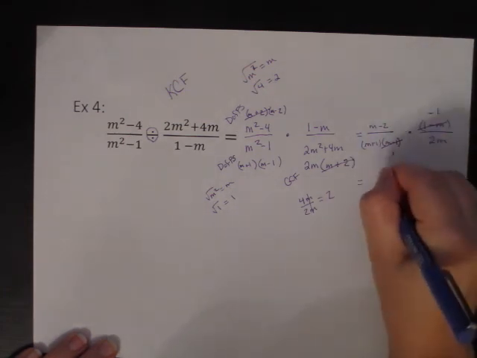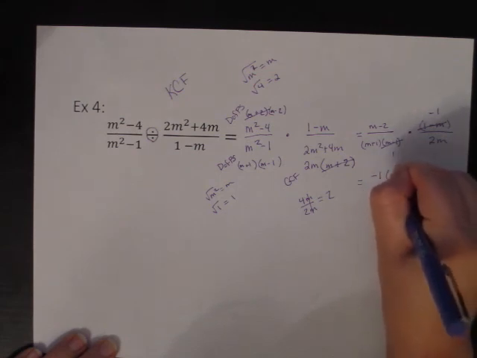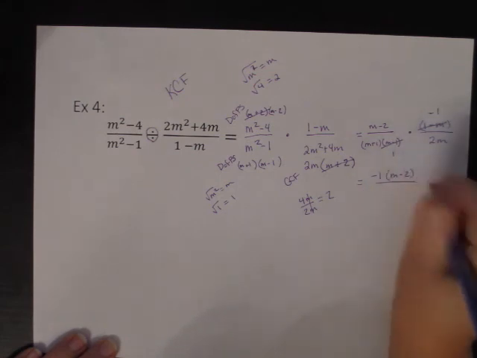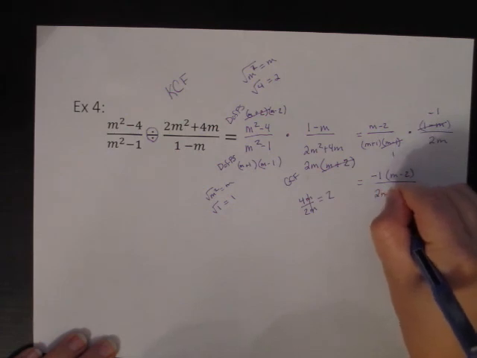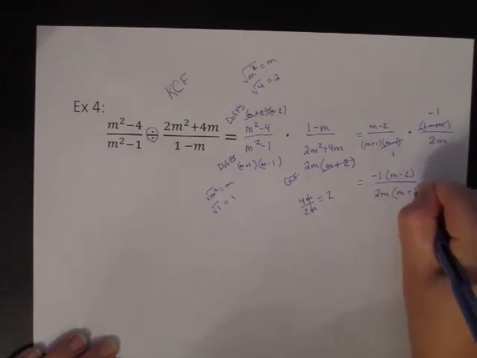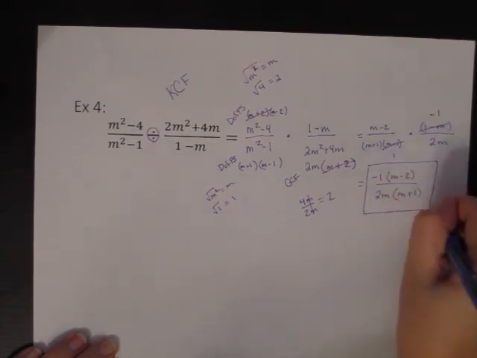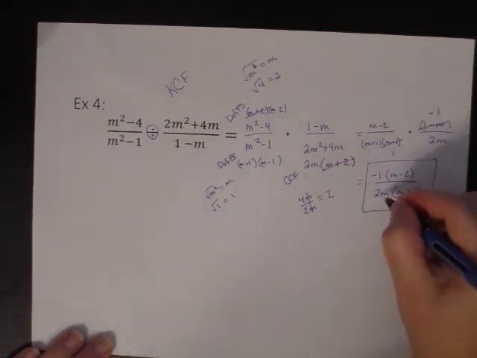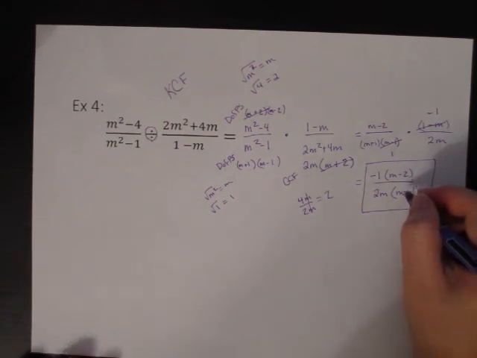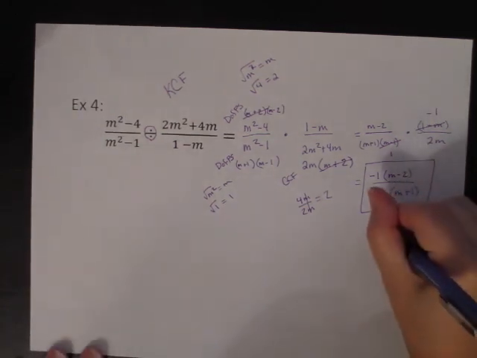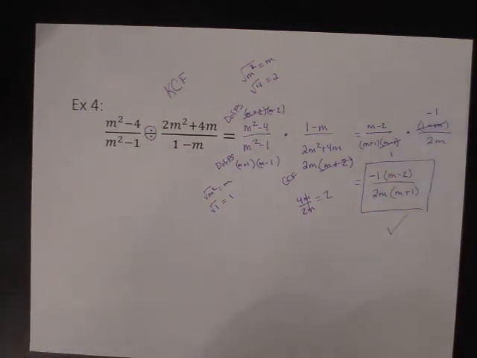So I multiply straight across. So I go negative 1 times (m minus 2) over 2m times (m plus 1). And remember, when you do this, you don't have to distribute the negative 1 or the 2m to the binomial. This is 100% correct for me.